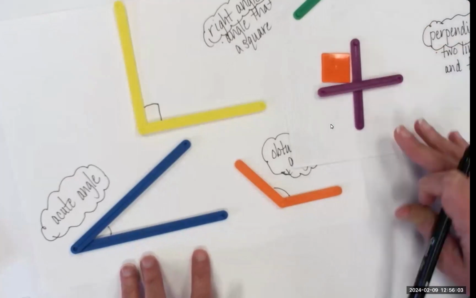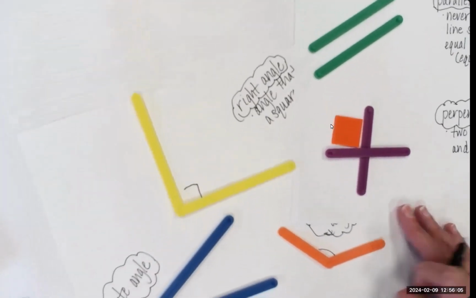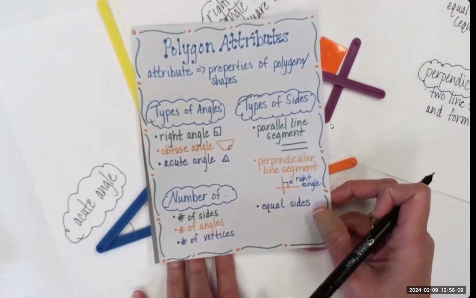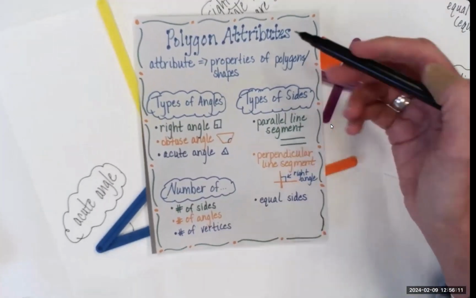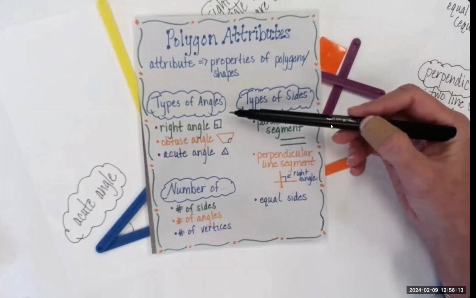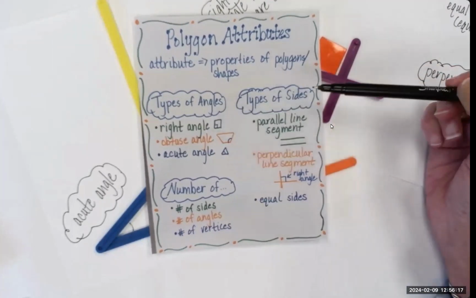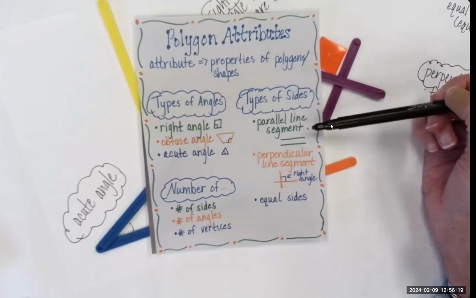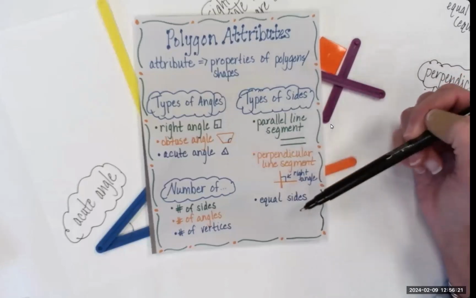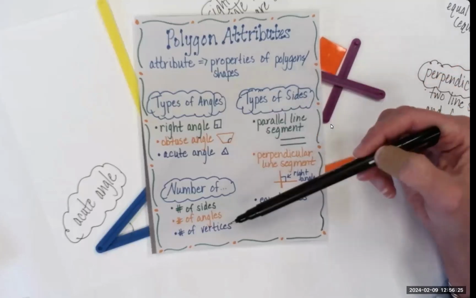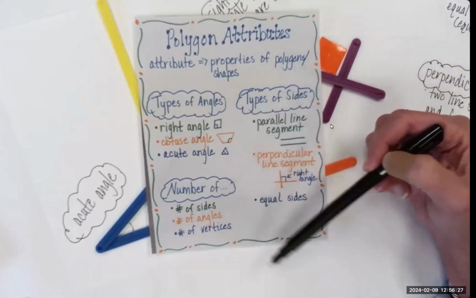And as you teach these to your children, you will also be creating your anchor chart for your classroom, an attribute anchor chart. The types of angles, which we just discussed: there's the right angle, the obtuse, and the acute. The kinds of sides: parallel, perpendicular, and all equal sides is something that your students will have background knowledge of, as well as the number of sides, angles, and vertices.